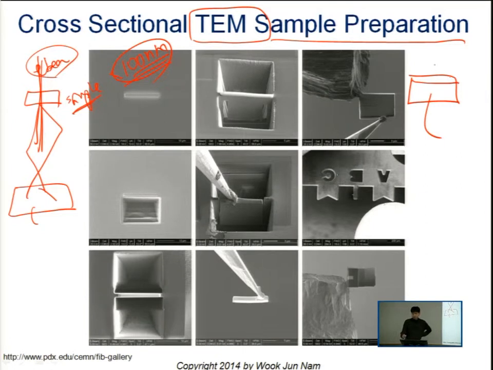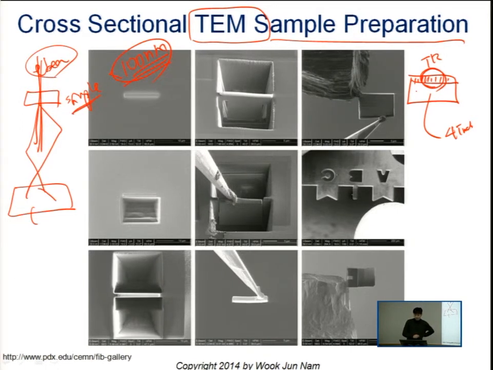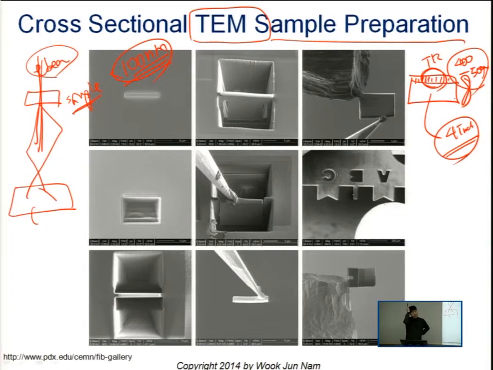So let's say we have a device, we made transistor structures on a 4-inch wafer, and we want to observe a cross section of the transistor using the TEM. Most 4-inch wafers are about 400 to 500 micrometers thick. So to make a TEM sample without using the focused ion beam, what we want to do is cut the sample into 4 pieces.